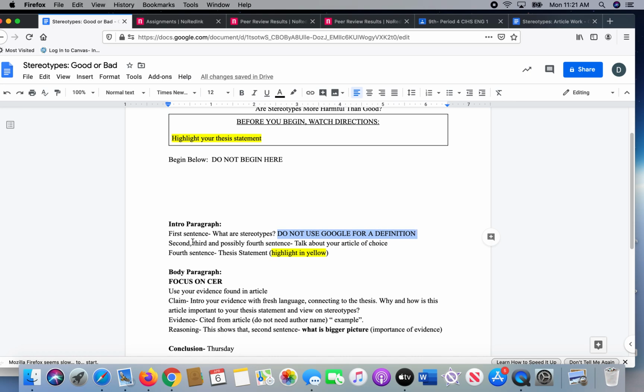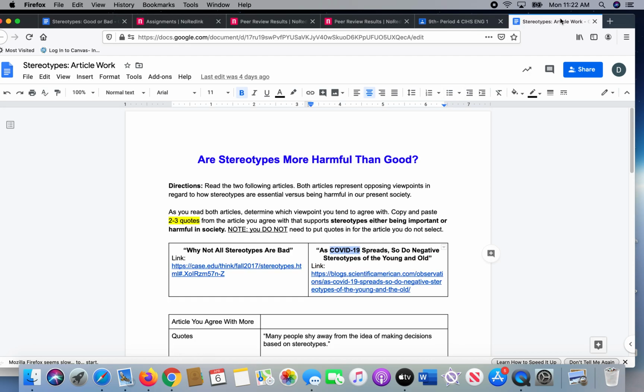So your second, third, and possibly your fourth sentence, so about 2 to 3 sentences after your first sentence, you're going to talk about your article of choice. This is where you're going to go back and look at what article you agreed with more. And I need you to summarize it in about 2 to 3 sentences. The first thing you're going to do is introduce the article. So, for example, if I chose "Why Not All Stereotypes Are Bad," I would put in "Why Not All Stereotypes Are Bad." And remember, make sure you have the quotations around your article title. Okay? In "Why Not All Stereotypes Are Bad," the author says this, this, and this.